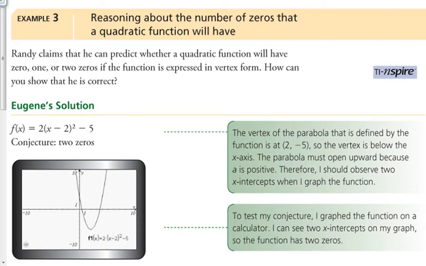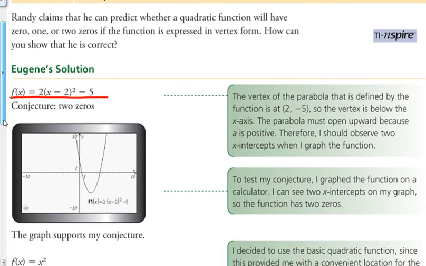So, if we write it in vertex form, f of x is equal to 2 times x minus 2 squared minus 5. I know that my h, k is going to be 2, negative 5. That's where my vertex is going to be. 2, negative 5. So my vertex is actually below the x-axis. Therefore, we're going to have 2 zeros. That seems reasonable.